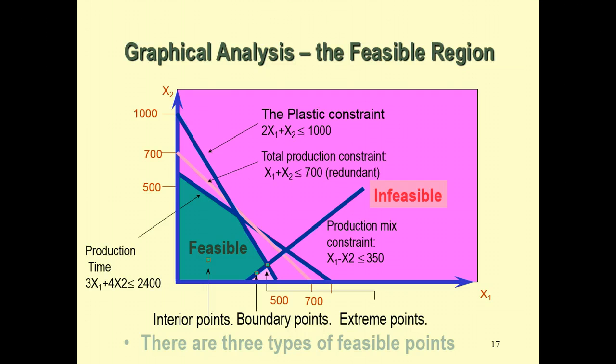Let's say it was angled this way, very sharp this way. Keep pushing it up, pushing it up. That may be the optimal solution, right? So interior points, never the optimal solution. Boundary points may be. Extreme points, if there is one, will always be.